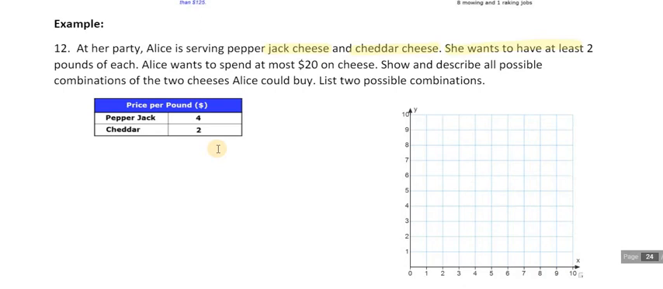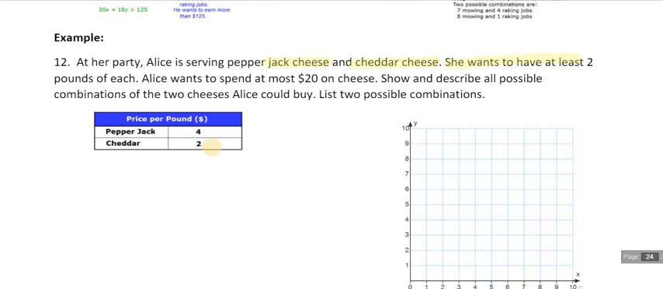Let me flip my screen around here so I can do things neatly. So she wants to have at least 2 pounds of each. And she wants to spend at most $20 on cheese. Now there's some information in the table here regarding the prices. So we want to show and describe all possible combinations of the 2 cheeses Alice could buy. List 2 possible combinations. So this is a situation where we've got quantity and we've got money involved.